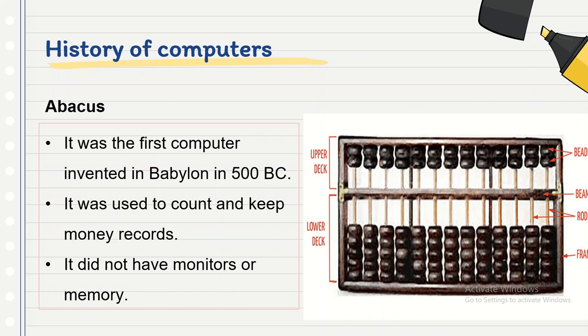It looked like this. You can see in the picture there are beads. These black ones are beads, and then it has rods, for calculating, and it is a frame. This is the structure of the abacus. Now the calculation was done using these beads and these rods.